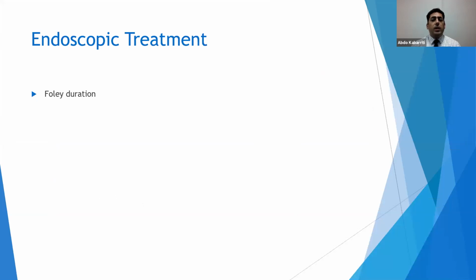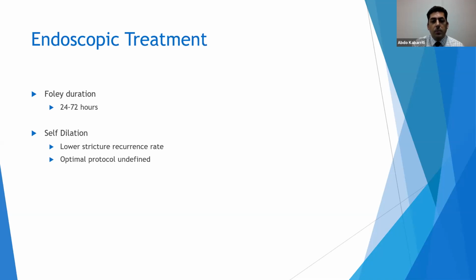The next question is, you do a DVIU or a dilation, and how long do you leave the Foley catheter in? Typically, the Foley catheter needs to stay in for up to 72 hours. Leaving the catheter in for longer, such as 6 weeks, is not necessarily going to decrease the risk of recurrence of these strictures. There is also a question about self-dilation and whether these patients should self-dilate after you open up their stricture. These patients do, anecdotally, have a lower stricture recurrence rate, but the optimal protocol is undefined.